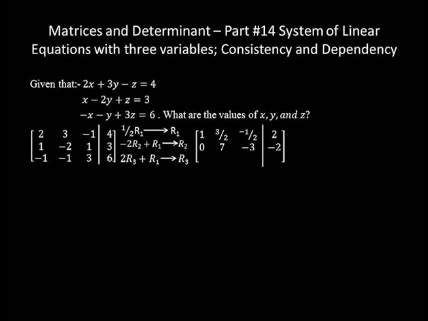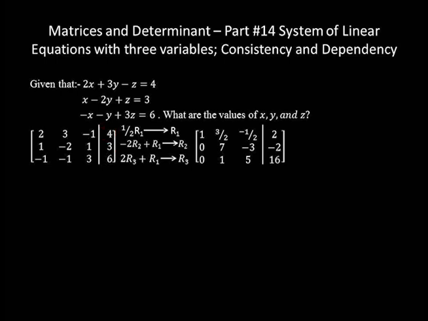2 times negative 1 is negative 2. Negative 2 plus 2 is 0. 2 times negative 1 is negative 2 again. Negative 2 plus 3 is 1. 2 times 3 is 6. 6 plus negative 1 is 5. 2 times 6 is positive 12. 12 plus 4 is 16.